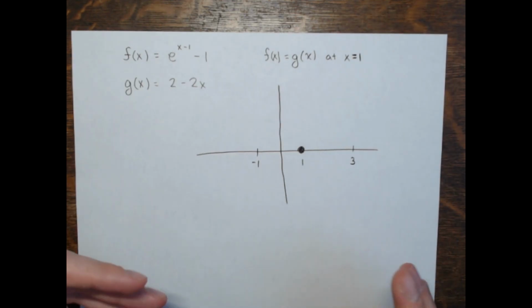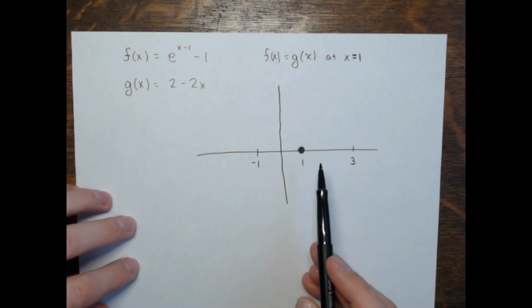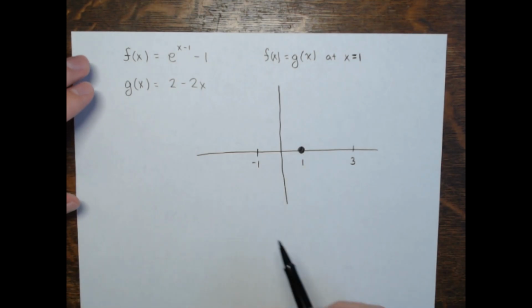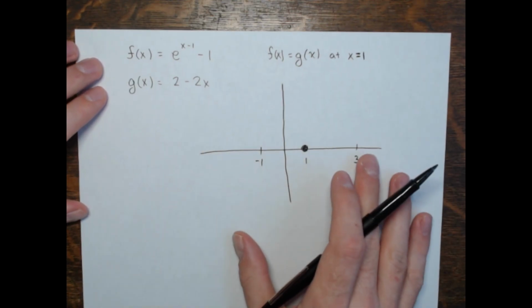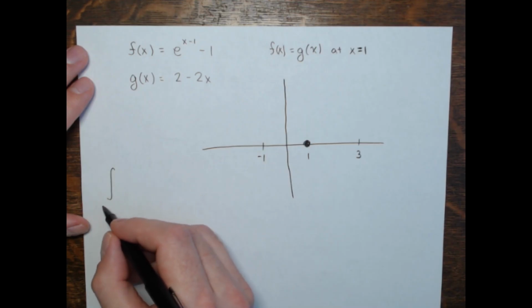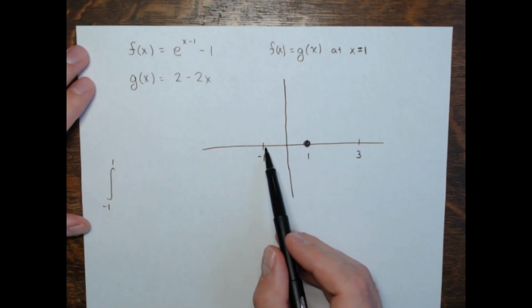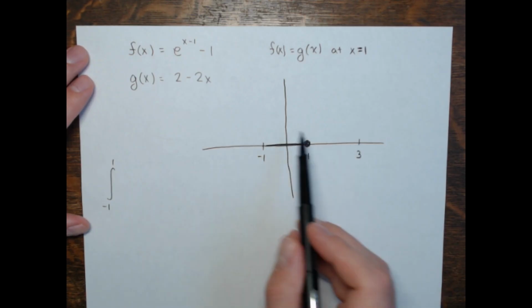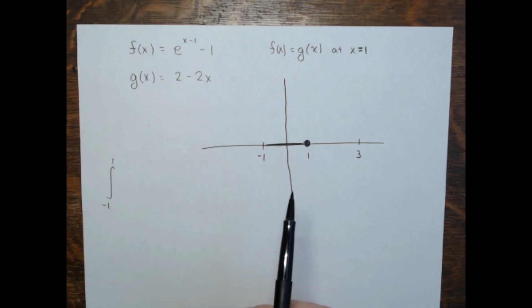Now I just need to figure out which one's above. Honestly, as long as you figure out where they cross, you don't even need the picture. I would do the integral from -1 to 1 first, because then from 1 to 3, what's on top and what's on bottom is going to switch.